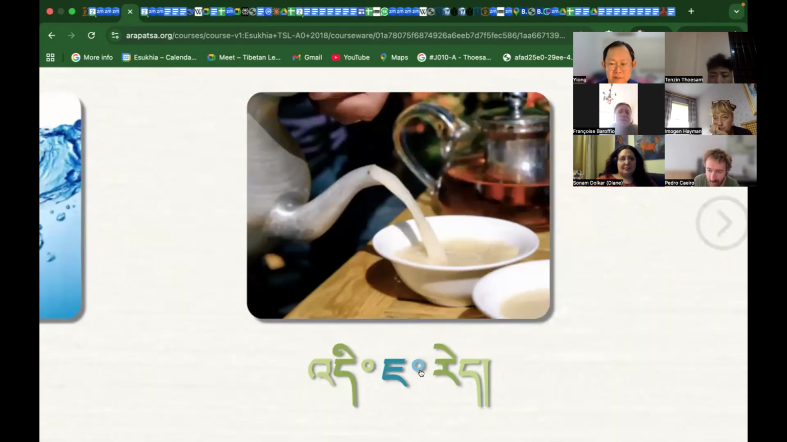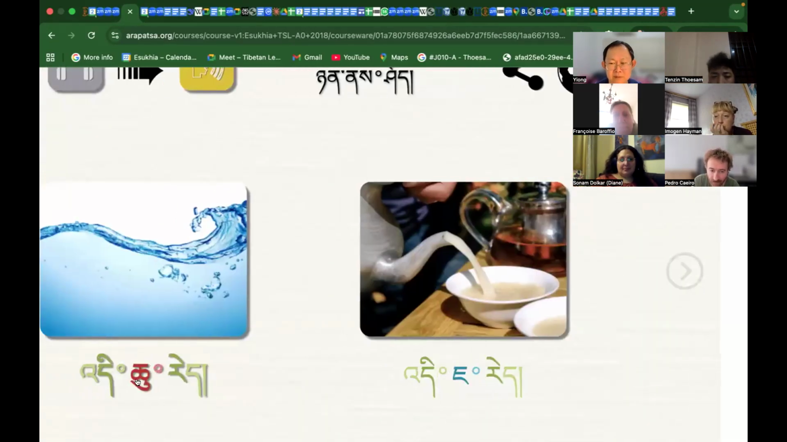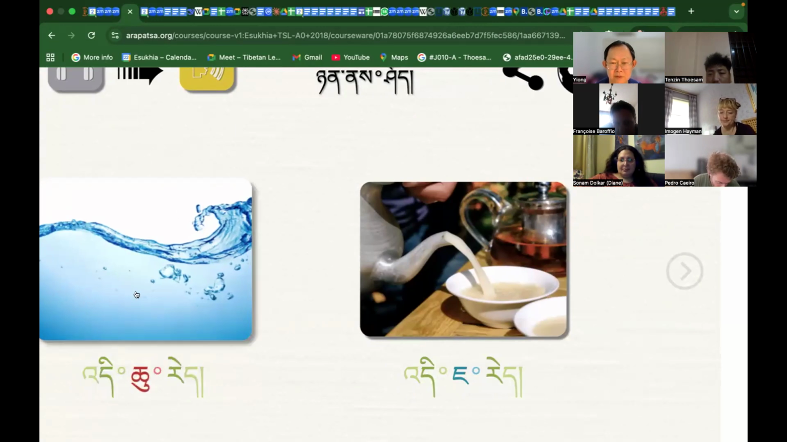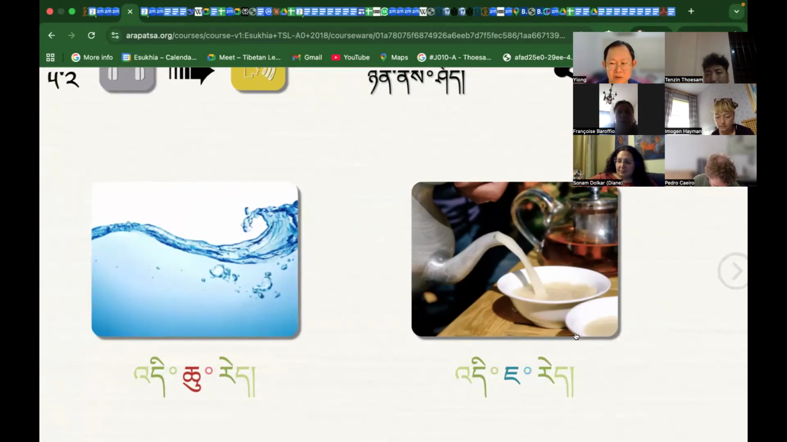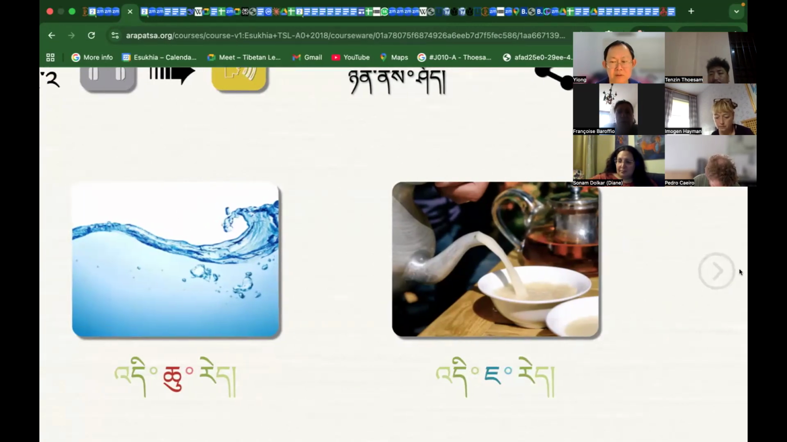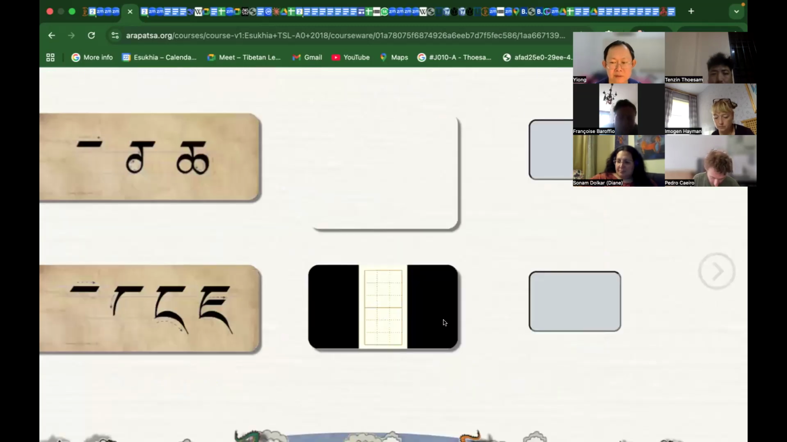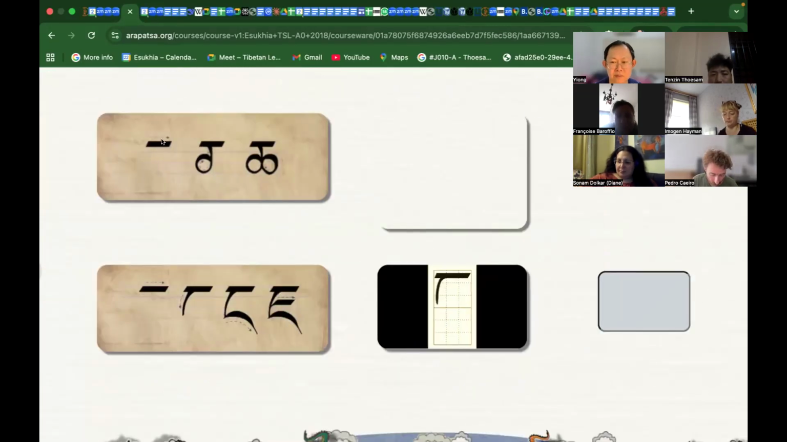Now we have today new 2 alphabet. Cha, cha. Then cha shabkyu chu as a water. Cha as a tea. Now how to write it?